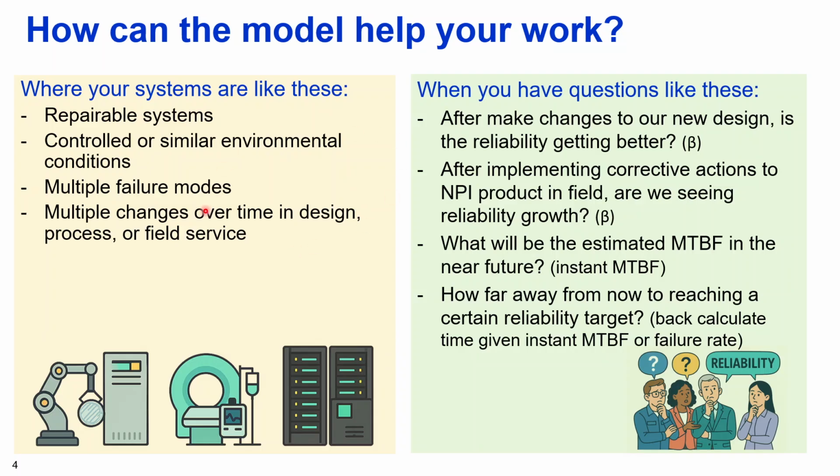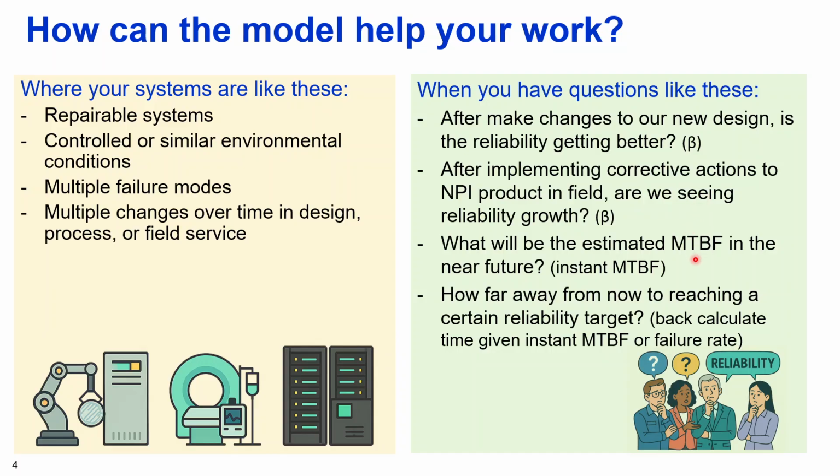And all you are trying to do is bring the reliability to an improving and or stable stage. But you want to find out whether it is doing so. So you will need to ask questions and have answers like this. After making changes to our new design, is the reliability getting better? Or after implementing corrective actions to an NPI product in the field, are we seeing reliability growth? These two questions can be answered by finding the beta and comparing the beta with 1.